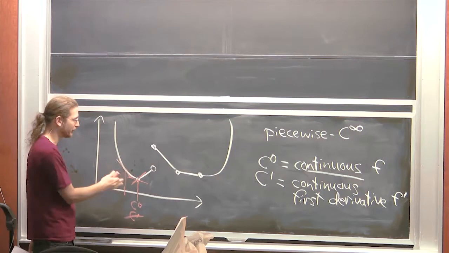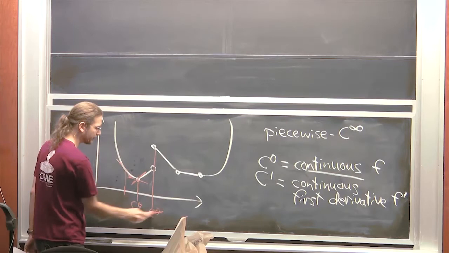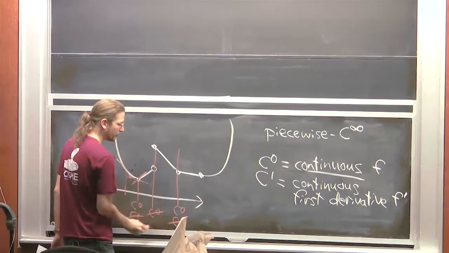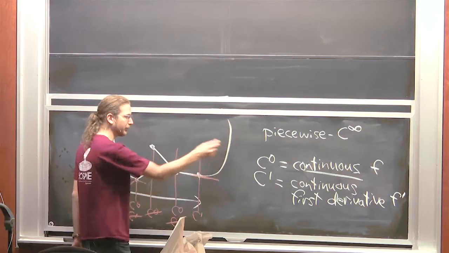I'm not going to draw the derivative here. It's a little harder to draw, but you could draw it with the same x-axis, and you'd see a jump from one angle to another. This point is not even C0. This point is C0, but not C1. This point is C1 because the tangent here on the left is equal to the tangent on the right, if I drew this properly, where this is the bottom of the parabola.